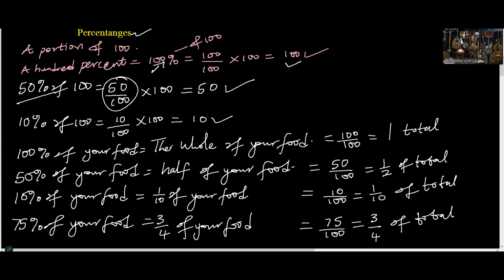100% of your food is the whole of your food. If I say you should eat the 100% of your food, that means you should eat the whole of your food. Is that clear? Yeah. And that means 100 over 100, which is one total of your food.